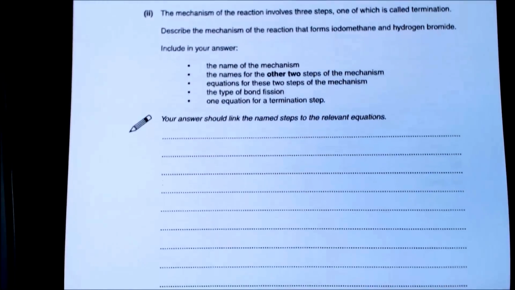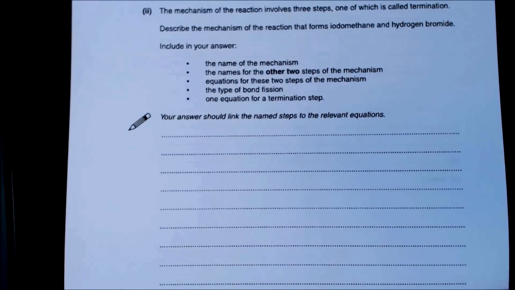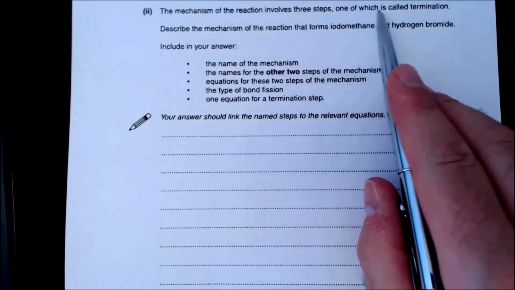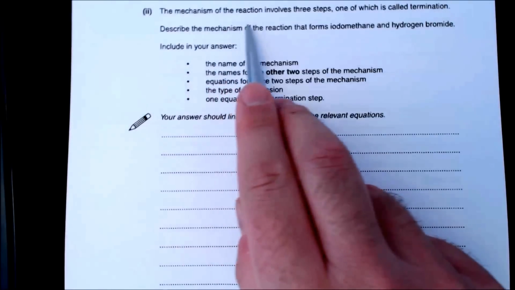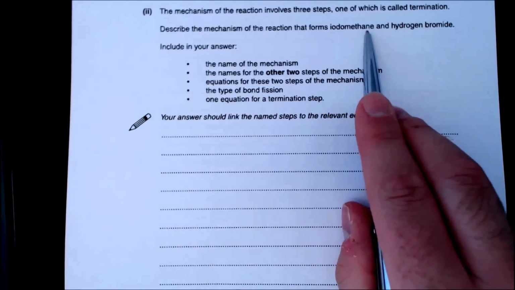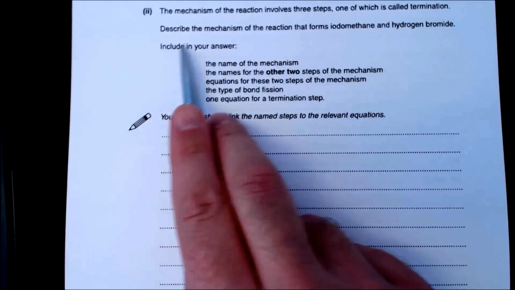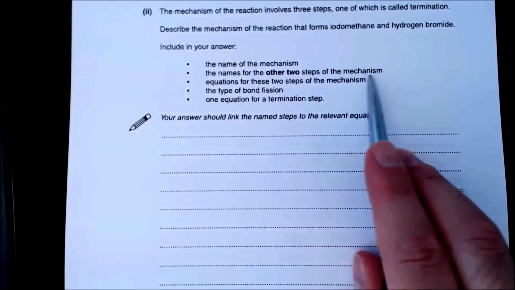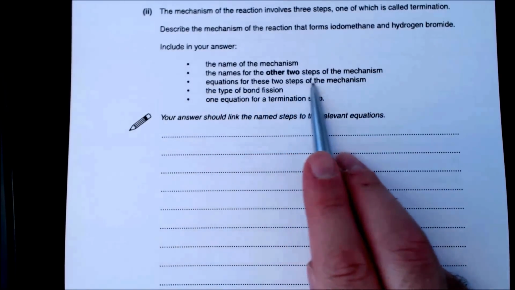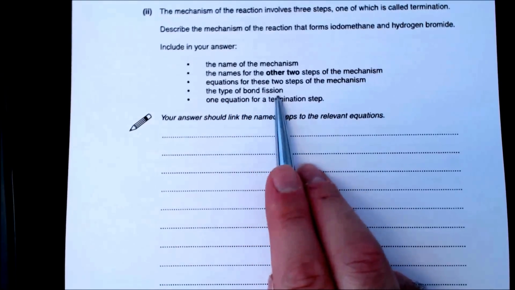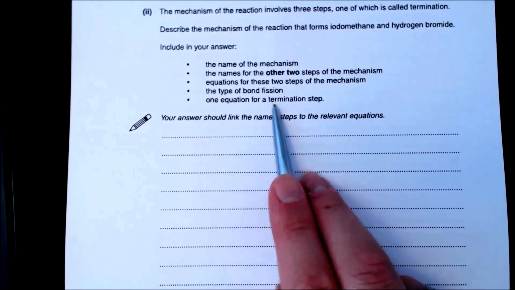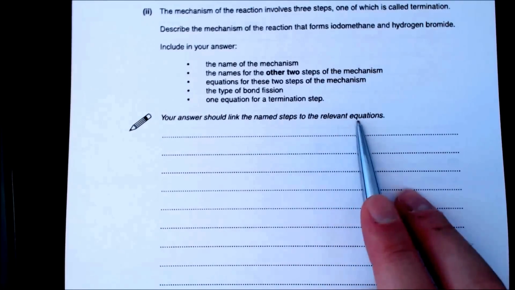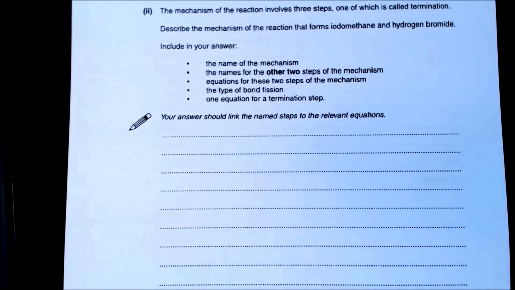And the next bit. Okay, and this obviously leads us nicely into radicals. So the mechanism of the reaction involves 3 steps, one of which is called termination. Describe the mechanism of the reaction that forms iodomethane and hydrogen bromide. Include in your answer the name of the mechanism, the names of the other 2 steps of the mechanism, equations for these 2 steps of the mechanism, the type of bond fission, and 1 equation for a termination step. And the answer should link the named steps to the relevant equations. So that's what we're going to do.